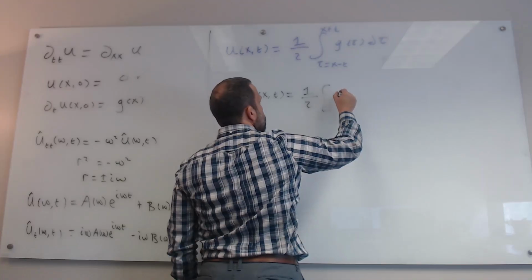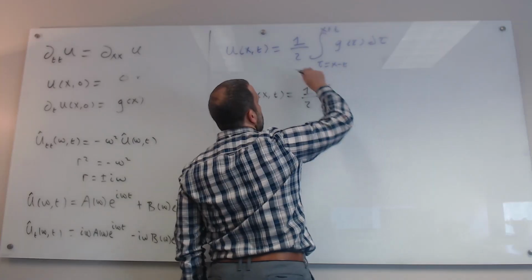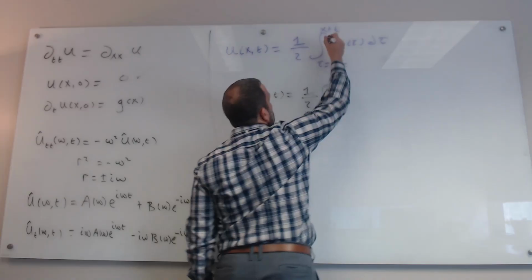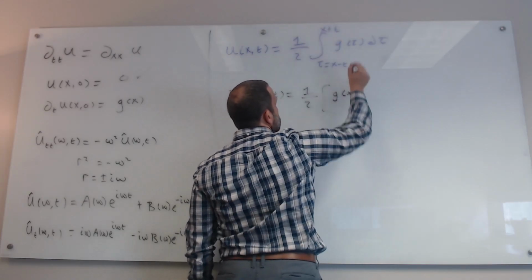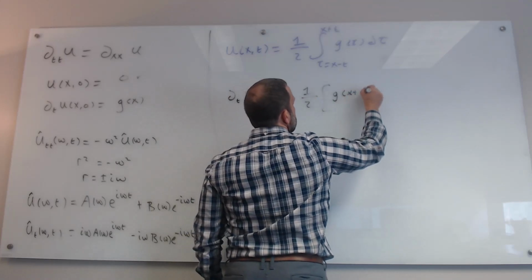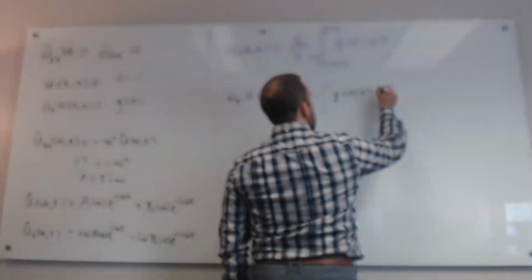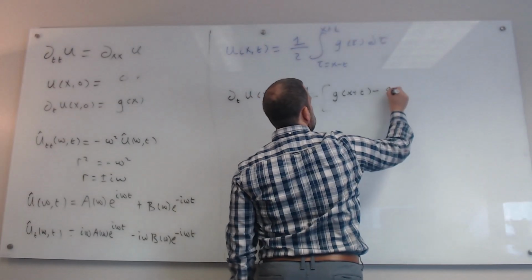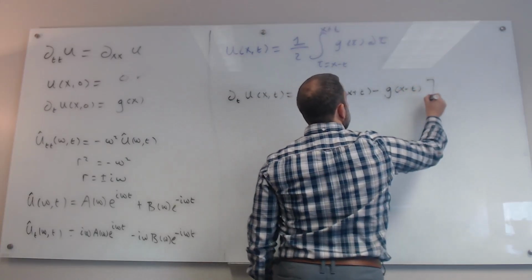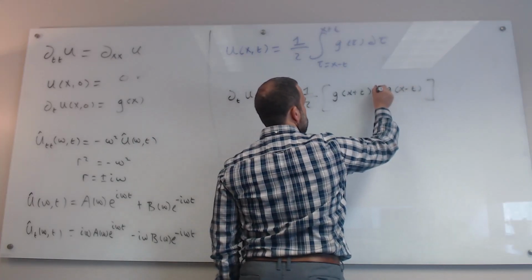So what does the fundamental theorem of calculus say? It says the derivative of this with respect to t is going to be the integrand evaluated at the top endpoint, so that's g of x plus t, times the derivative of x plus t with respect to t, which is just 1, and then minus the integrand, which is g, evaluated at the bottom point, which is x minus t, times the derivative of x minus t with respect to t, which is minus 1, so it's going to make that plus.